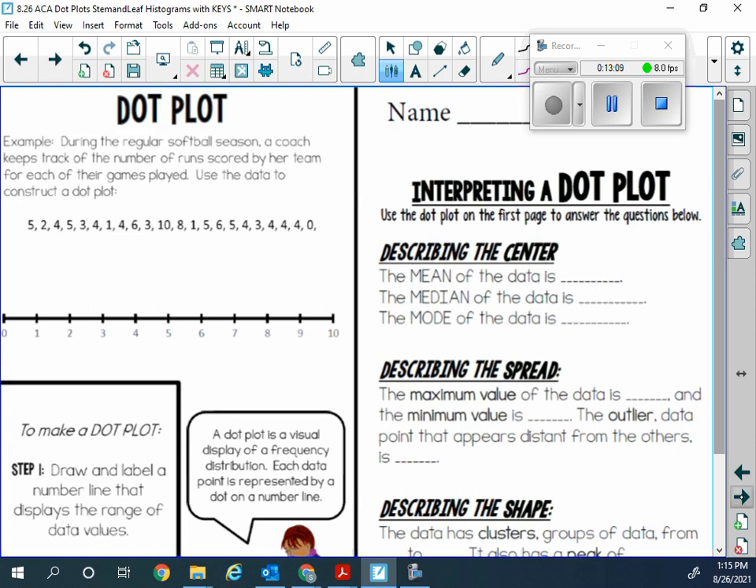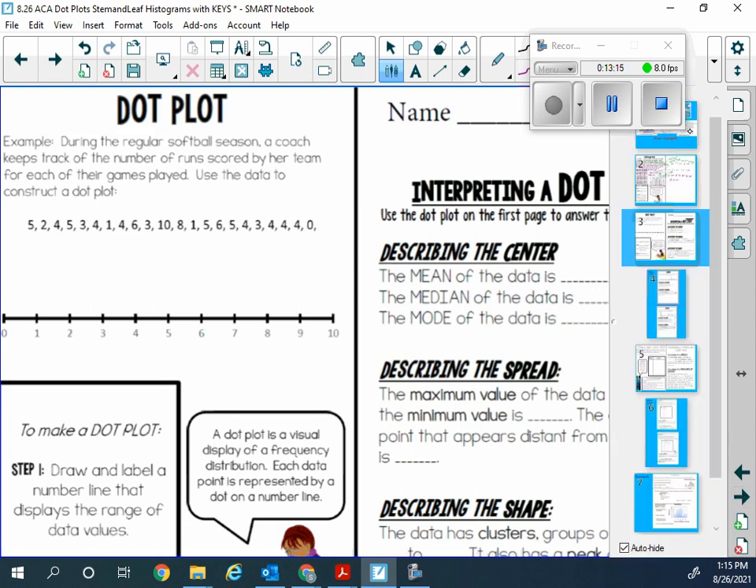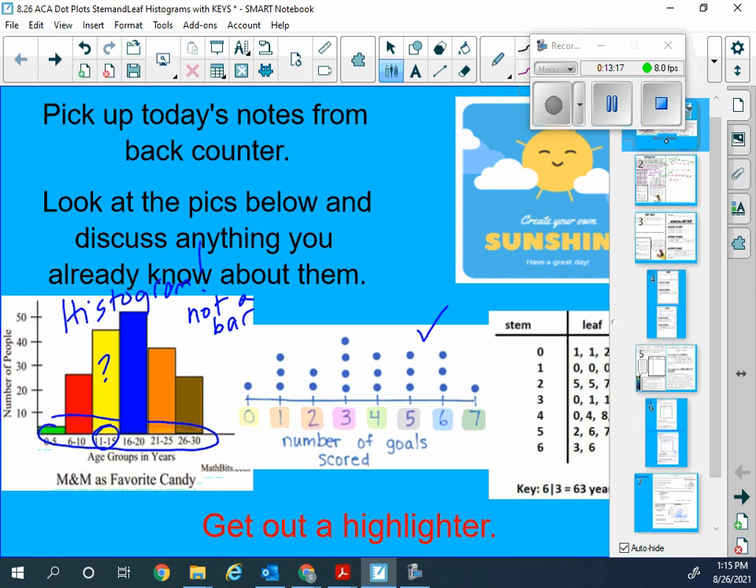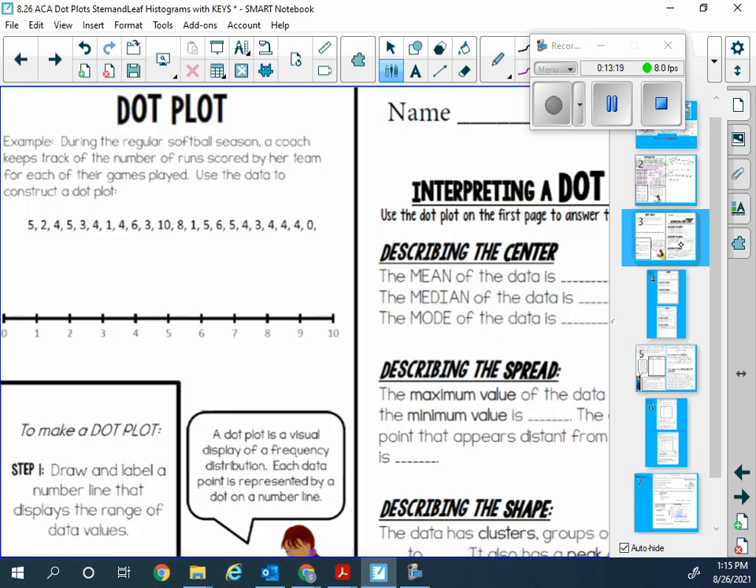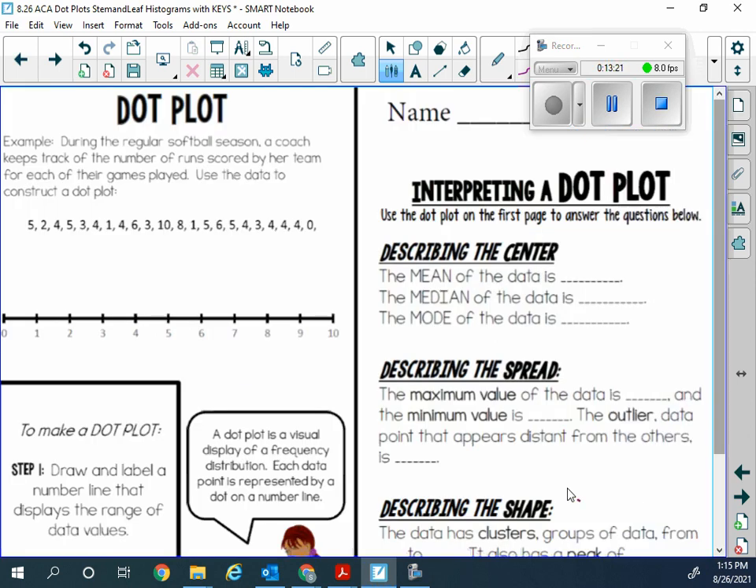You could use X's though, right? It's up to you. What I mean is that just like I had up here, these were dots on the dot plot, you could also make it using just X's. It's up to you. But to make it, you just start at the beginning. 5. You need a 5. Mark it out. Then you need a 2. Mark it out. 4. Mark it out, right? Keep going and build your dot plot, okay?